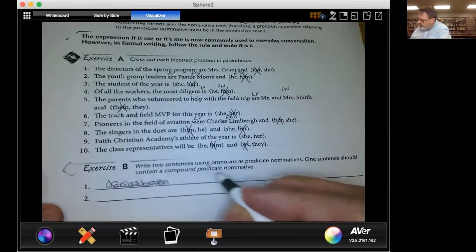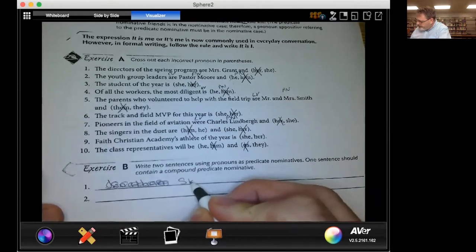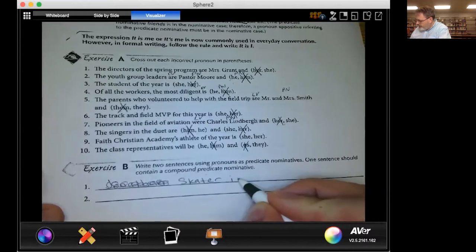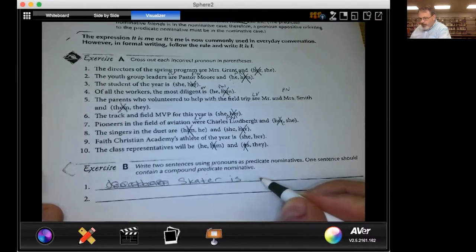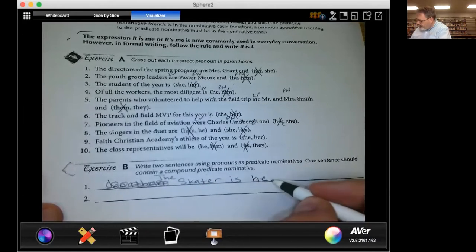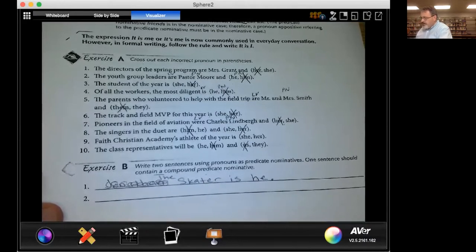So let's do the skater is either him or he. We want it to be nominative case, so it is he. And we have to put the skater is he, period. Now that's a really simple sentence, but that is a legitimate answer for this.